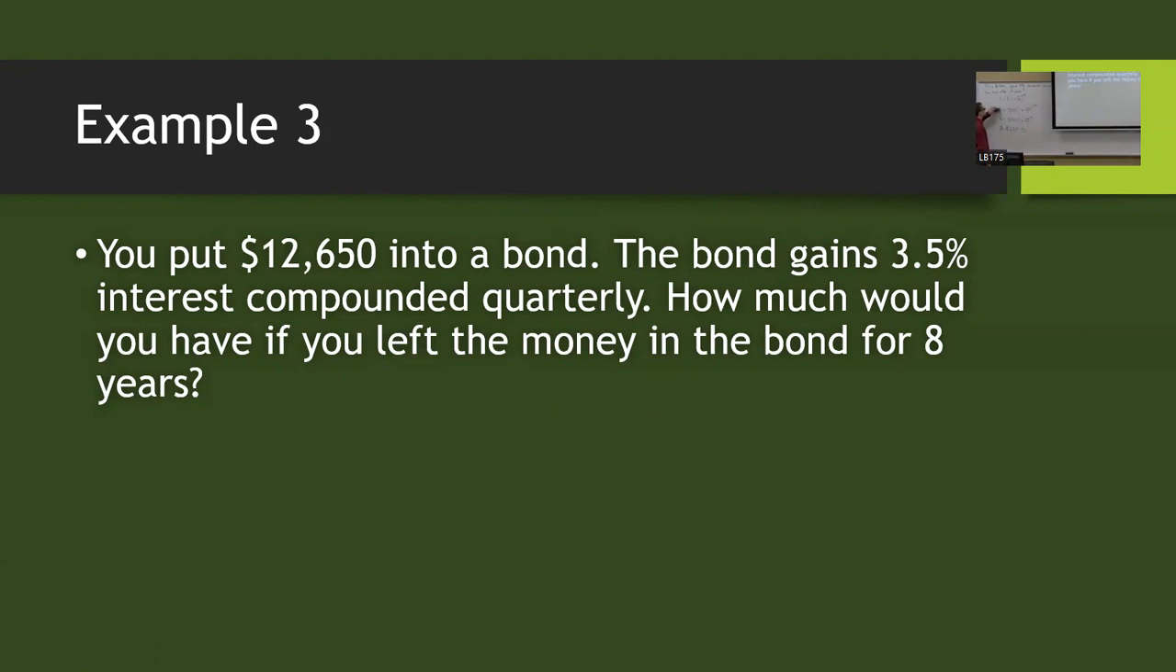All right, I want you to try this one. Now we're compounding quarterly. And we're putting in a different amount. The gain is slightly different. It's 3.5% rather than 4%. How much will you have after 8 years? Go ahead and try to do this one on your own.